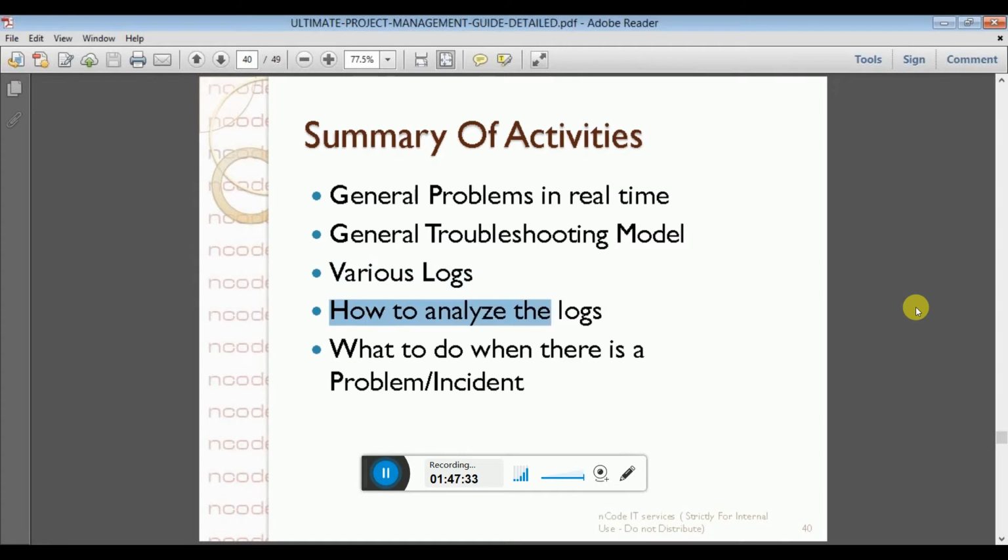How to analyze the log? You just go through the log. That's what analyzing the log is. So make sure you go through each line of the log and see what the problem is.